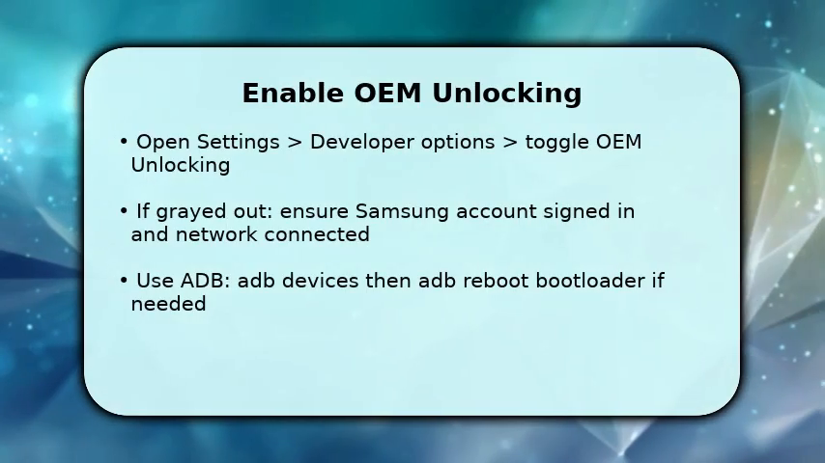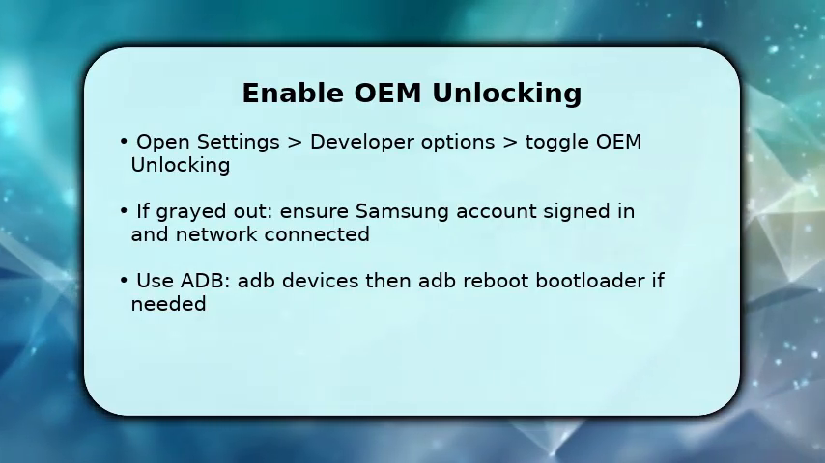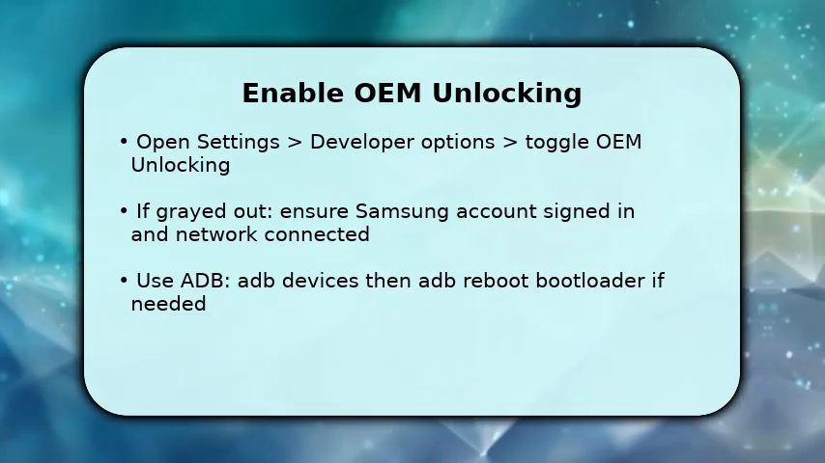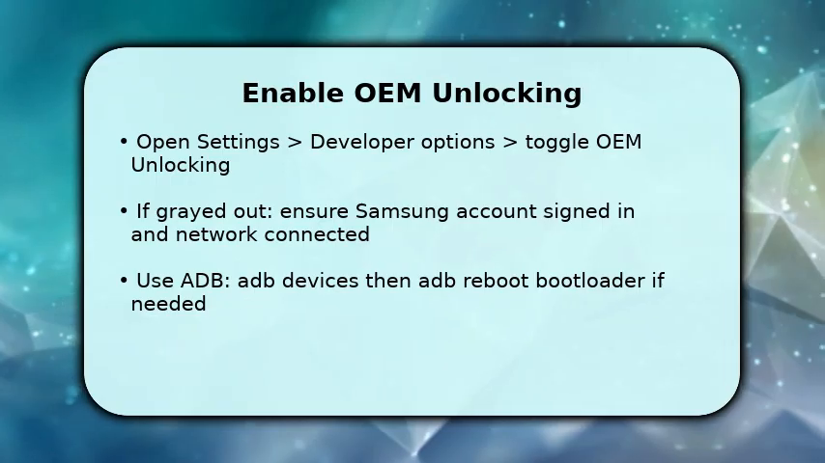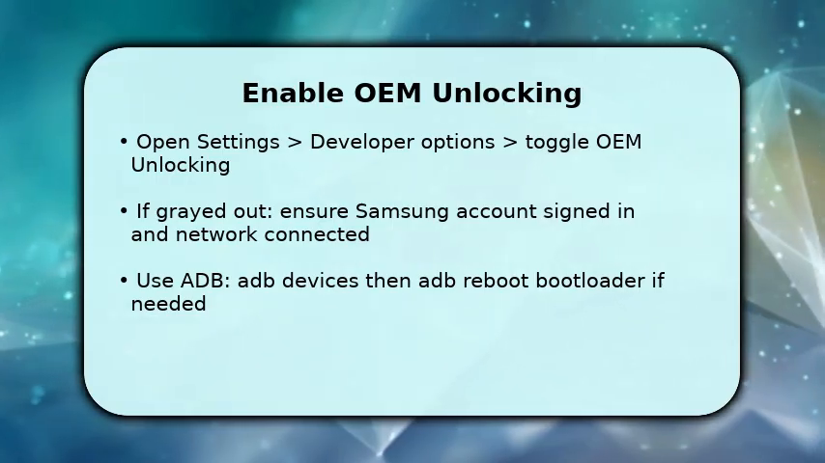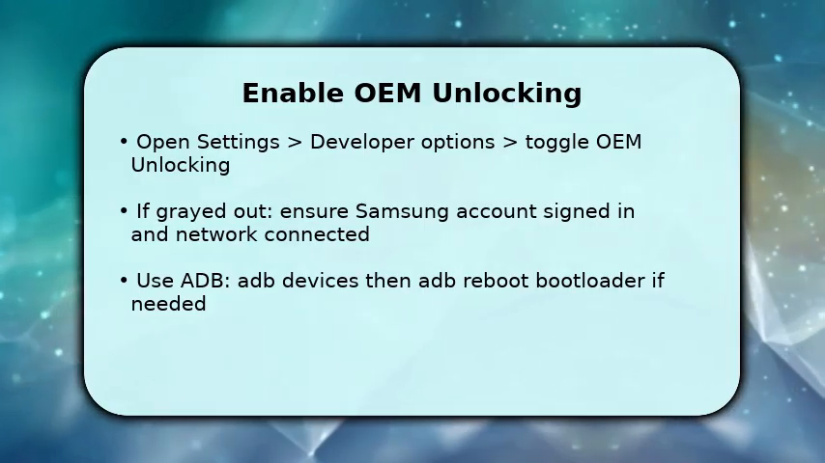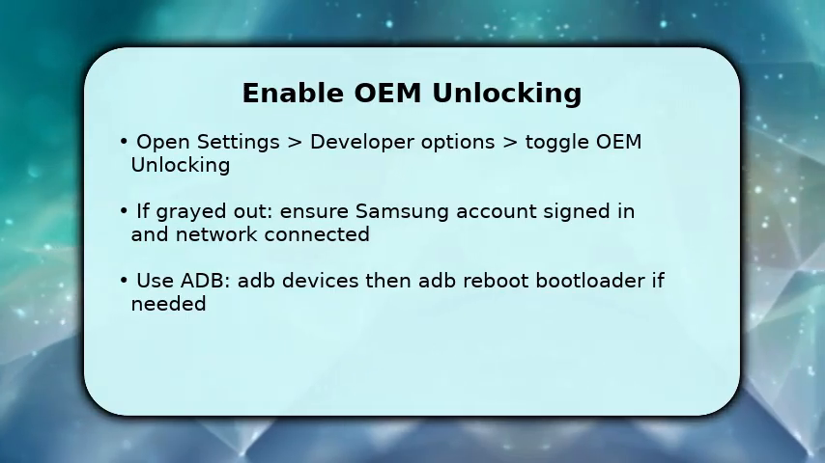Now you navigate developer options and locate OEM unlocking, toggle it on. You might see a warning, read it, then confirm only if you accept voiding certain protections. If the toggle is grayed out, sign into your Samsung account and connect to the internet, then reboot and try again. Alternatively, use ADB to verify connection with adb devices, then reboot into bootloader to check unlock state.